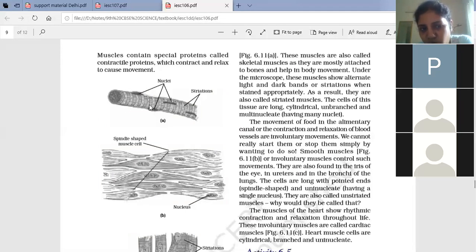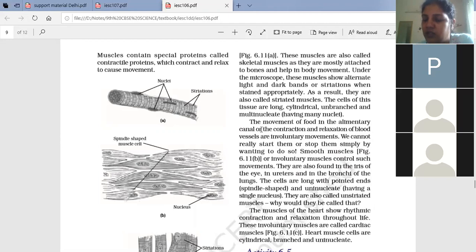These cells are long, and they are all together, mixed together. They are cylindrical in shape. Unbranched. Branching is not there. A single cell is connected from one end to the other end. Branching is not seen, and they are multinucleated. There are many nuclei present in one fiber. The movement of these is all about the striated muscles.